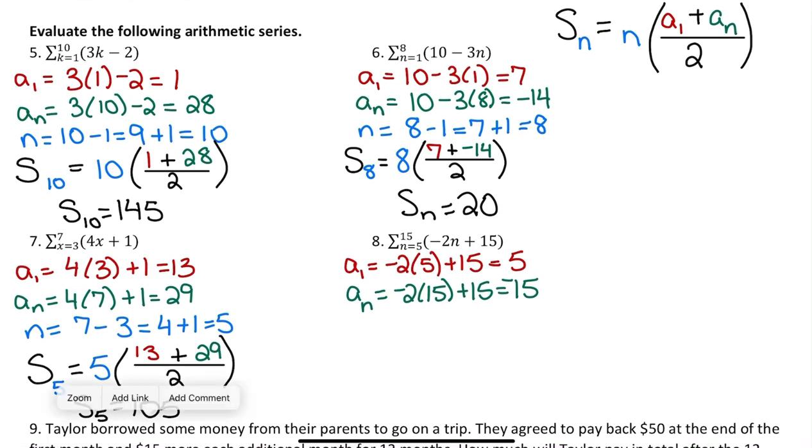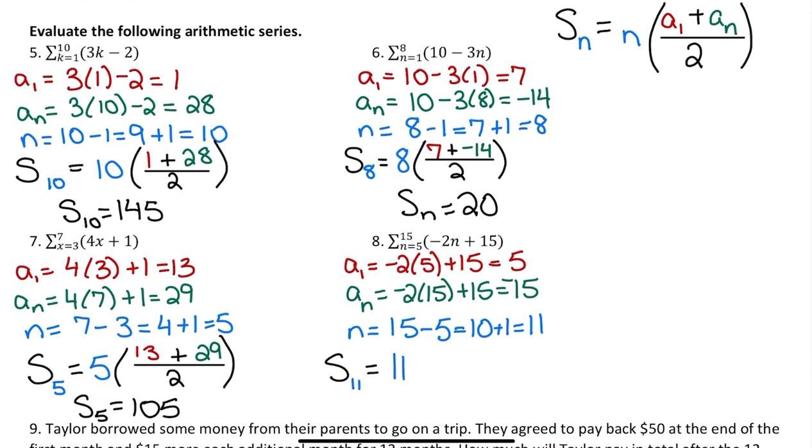Then we can find n by subtracting 15 minus 5 and adding 1. So the sum will be 11 times our first term, which was 5, plus our last term, which was negative 15, divided by 2. Negative 412.5.